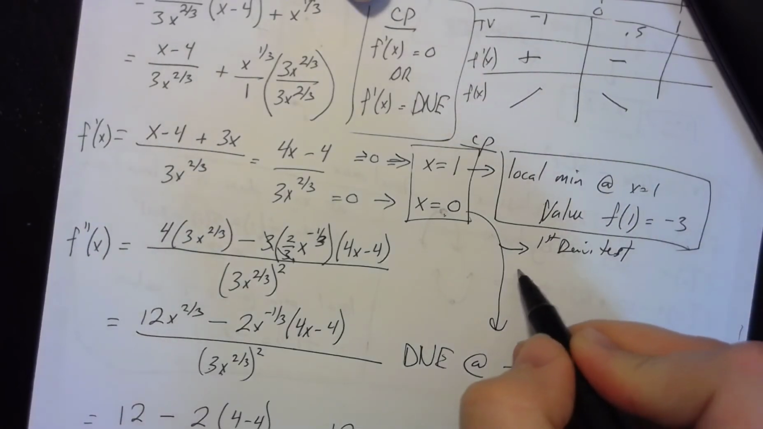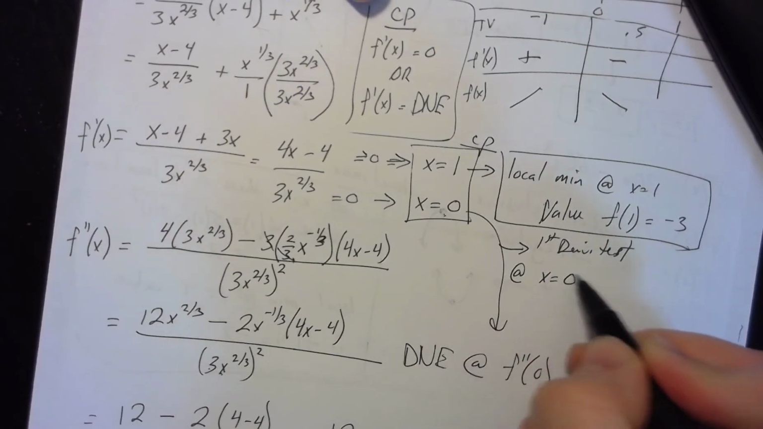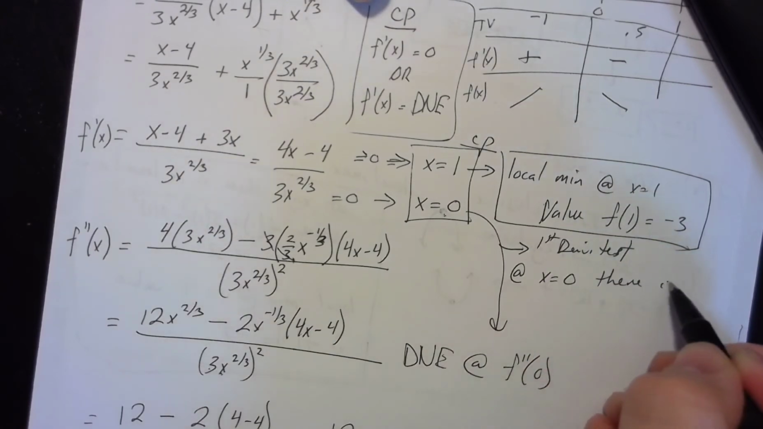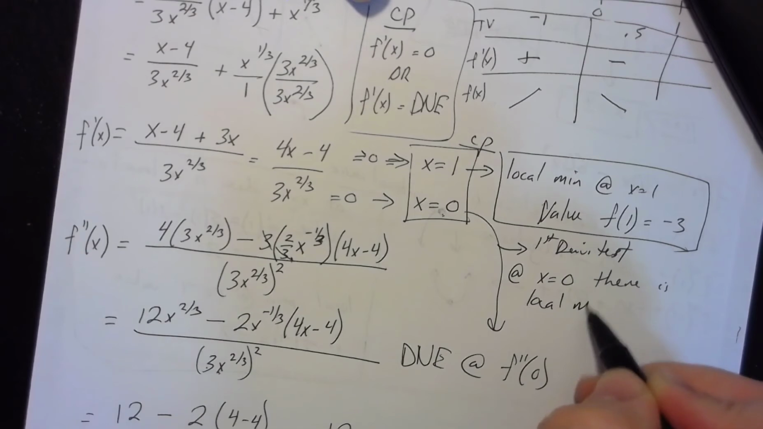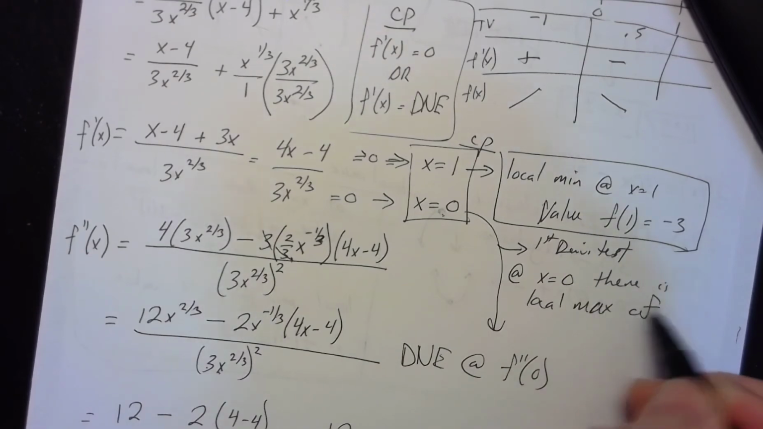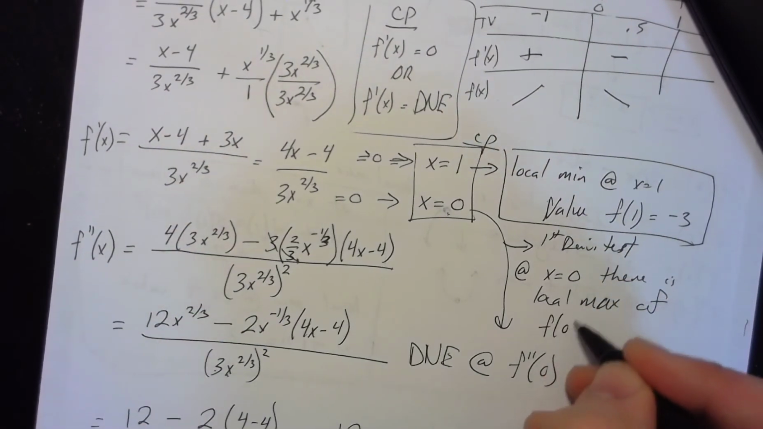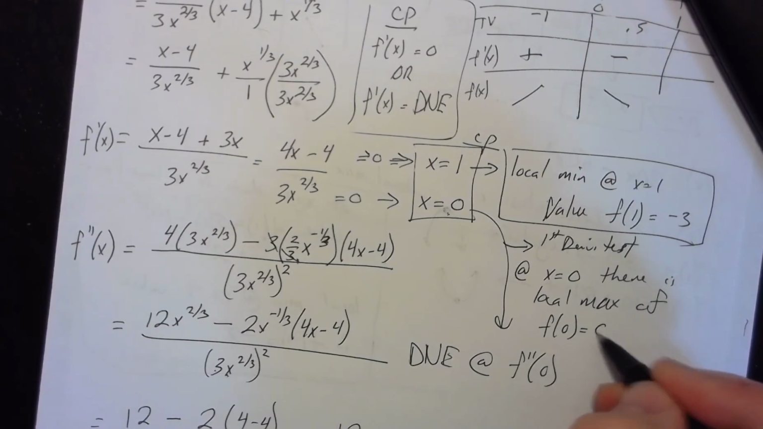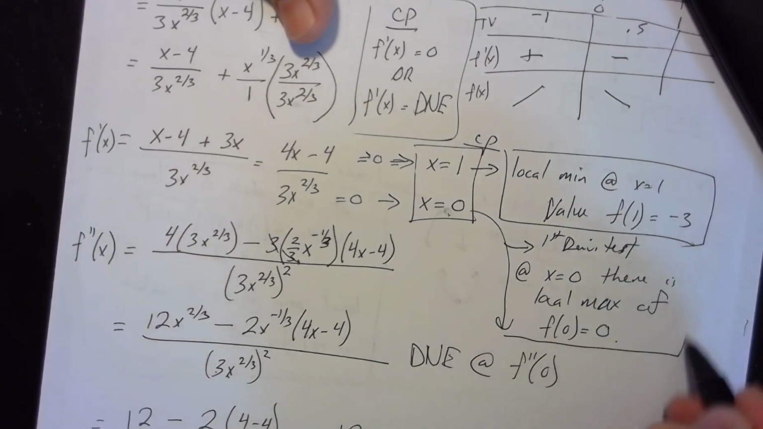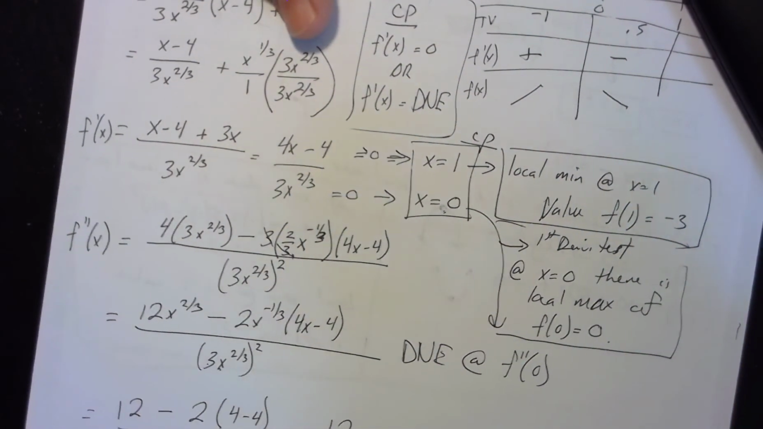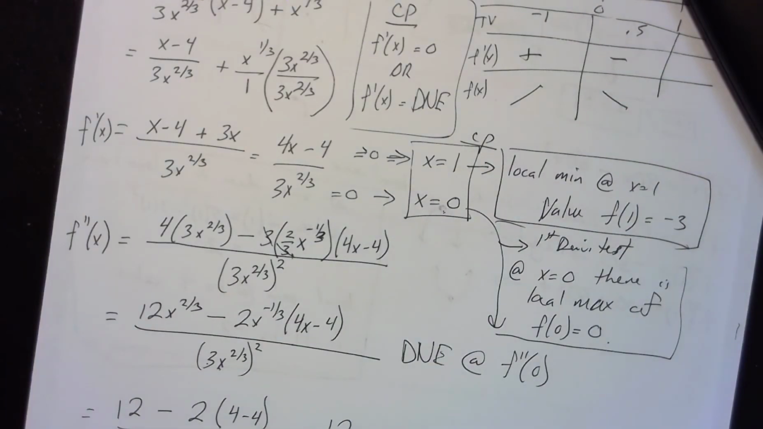I will say that at x equals 0, there is a local maximum of the value f of 0, which ends up being 0. And that is your conclusion to that problem based on the second derivative test, which forces us to use the first derivative test.